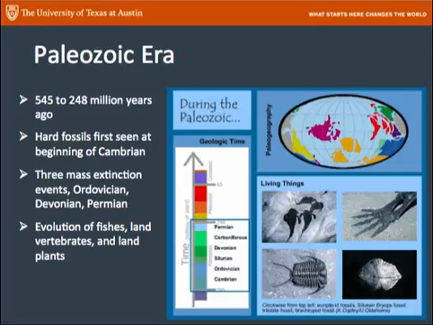So the Paleozoic era lasted from about 545 to 248 million years ago. At the beginning, we saw the very first hard-shelled fossils. That was the start of the Cambrian. There were 3 mass extinction events during the Paleozoic, at the end of the Ordovician, the Devonian, and the Permian. And the Permian mass extinction was huge. The evolution of fishes and land vertebrates took place during the Paleozoic era, and also land plants came to be. Tectonically, the continents came together and separated twice, and the final supercontinent, Pangaea, formed in the late Paleozoic and was beginning to break up just as this era ended.